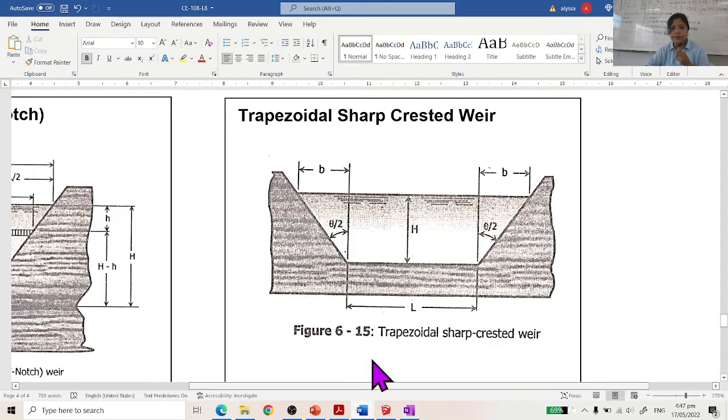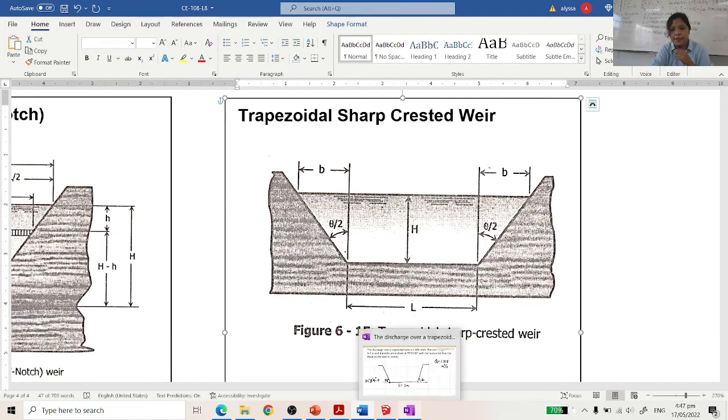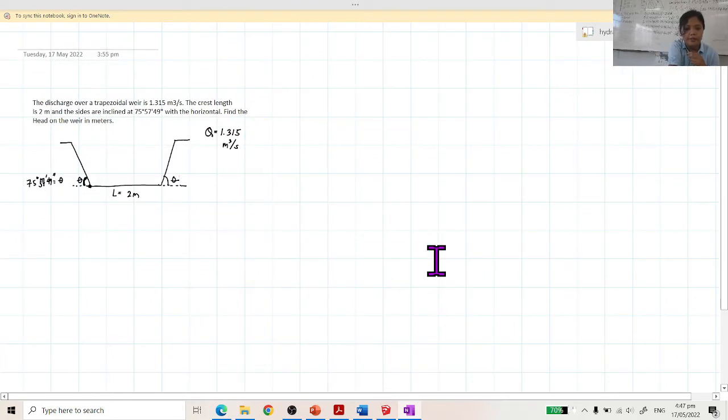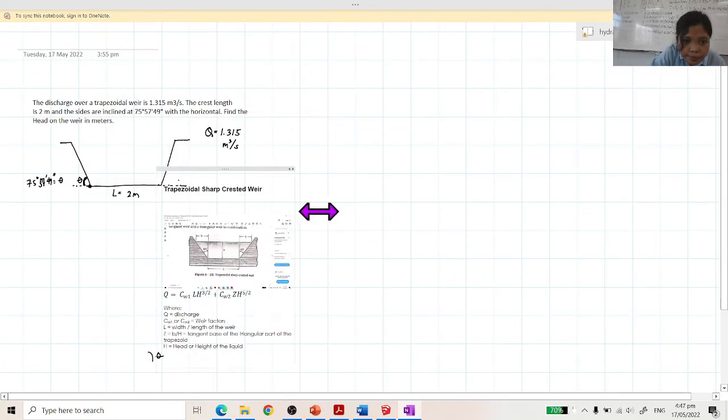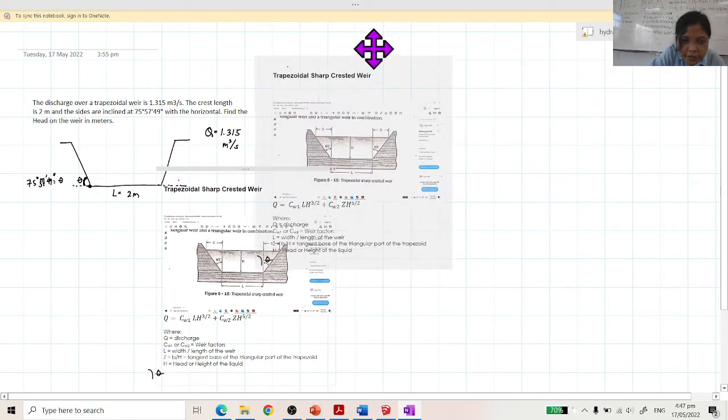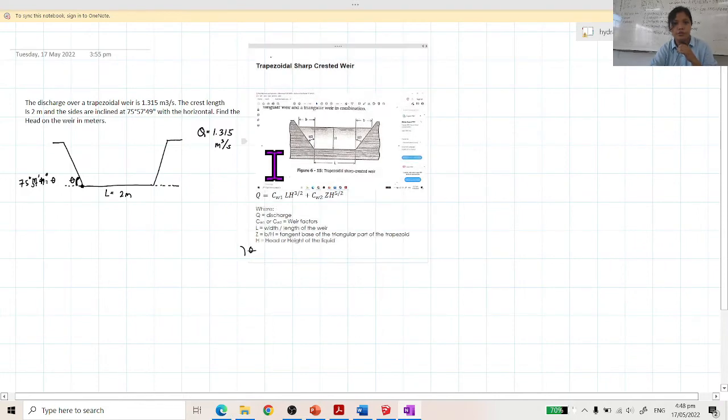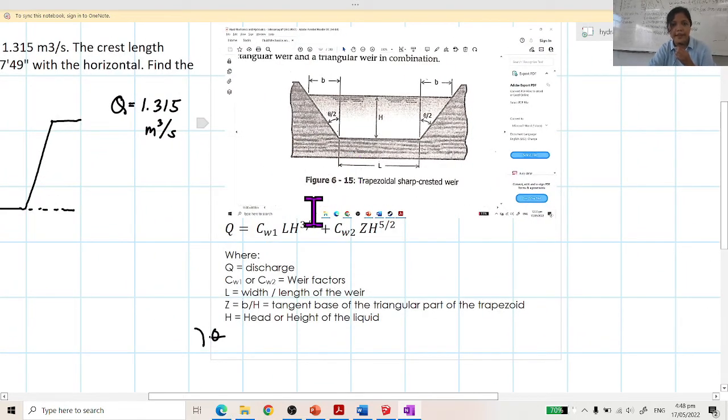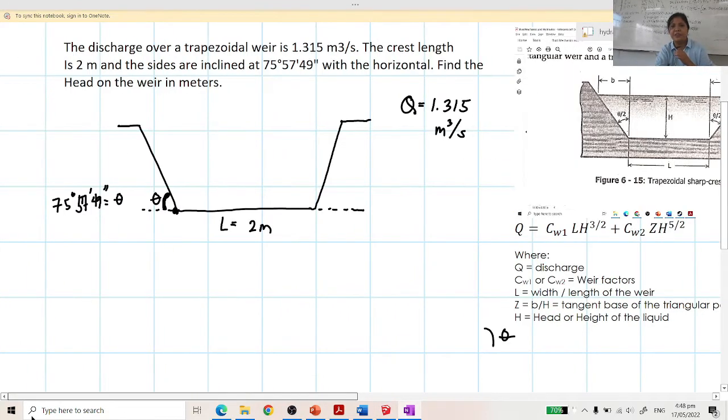Okay. So, i-copy ko pala muna itong ano, dito sa notebook natin. Para madali natin makikita. So, kung tutuusin, ganire ang tendency ng formula ng trapezoidal weir. Sige nga, i-observe natin muna. May Cw, may L, may H, may Z. Alam ba natin ang Cw, weir factor? Diba hindi? Walang binanggit na weir factor, Cw.